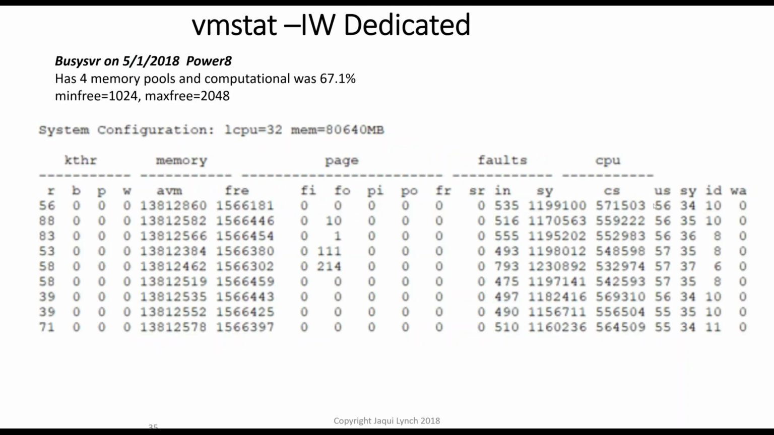And this is just an example from my busy server. I apologize for it being fuzzy. But again, my run queue is 56, 88, 83, 71 with 32 logical CPUs. I have tons of free memory. I'm not doing any paging. And the system is, as I said, running at about 90%. So yeah, I would add a core here. And my computational was at 67%.